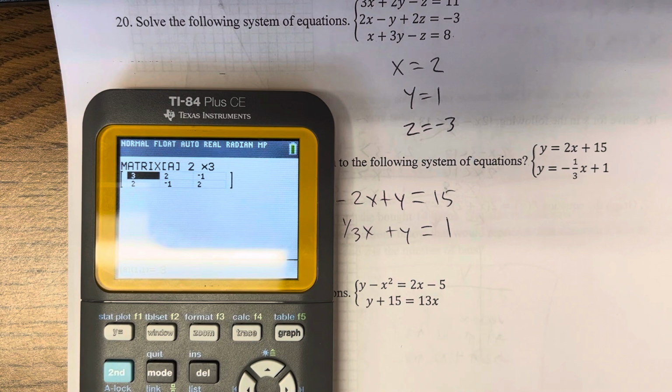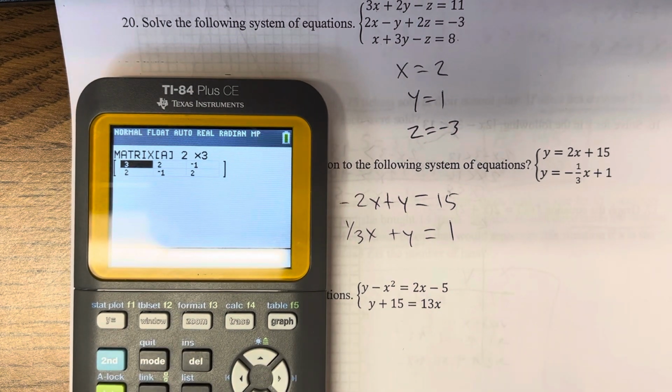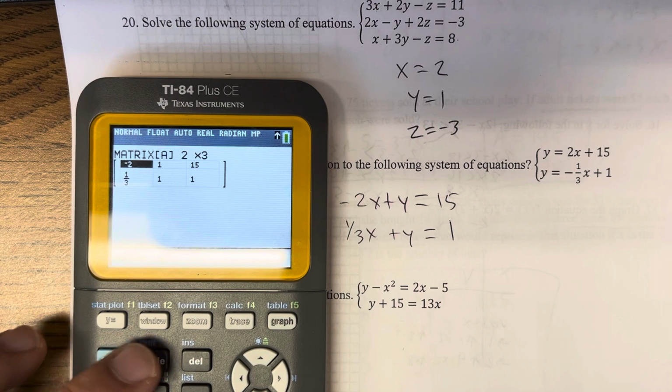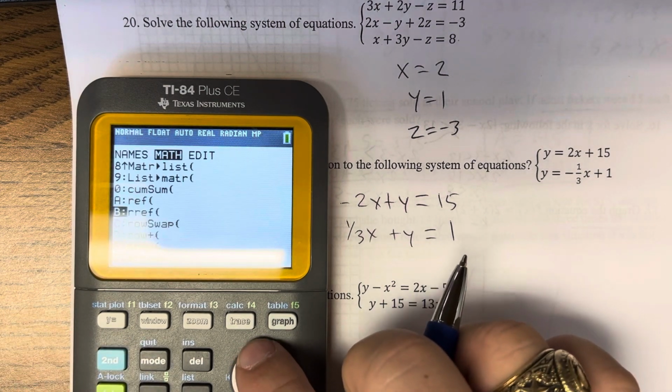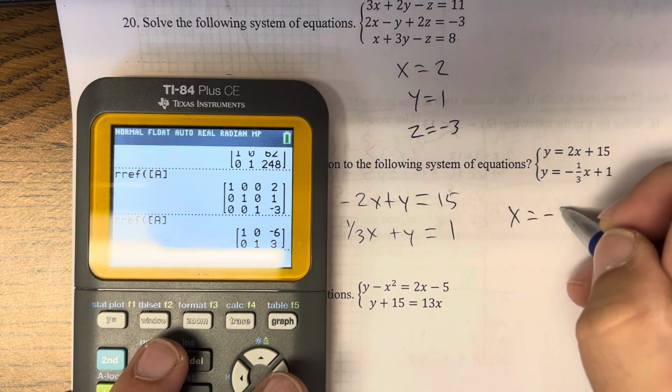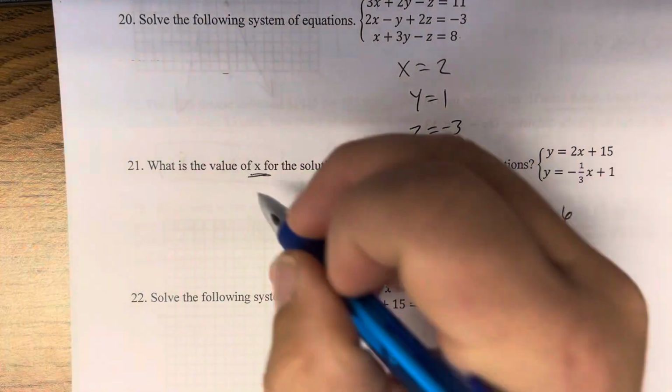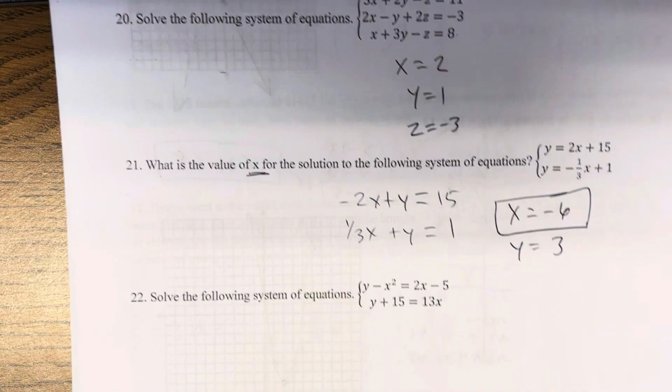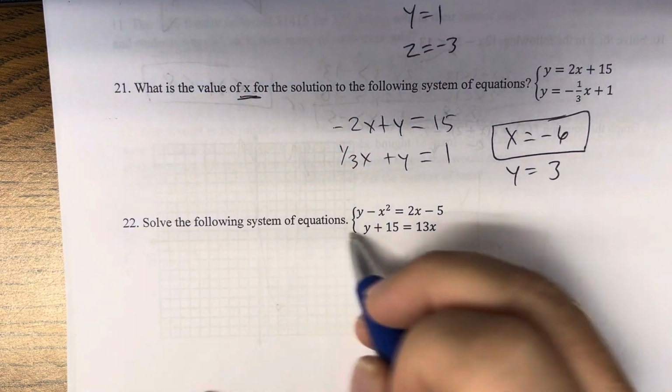This one's back to a 2 by 3. We have negative 2, 1, 15. We have 1/3, 1, and 1. And the RREF of matrix A. So x is negative 6, y is 3. Again, it just wanted the value of x. So that's my answer.